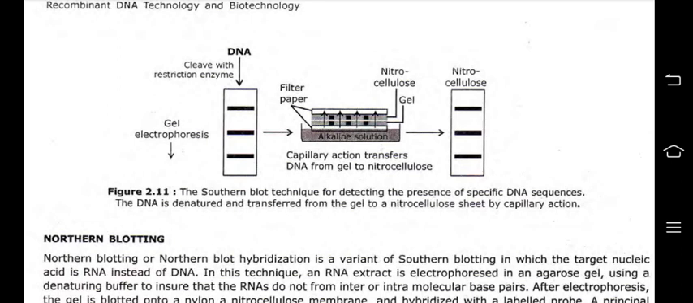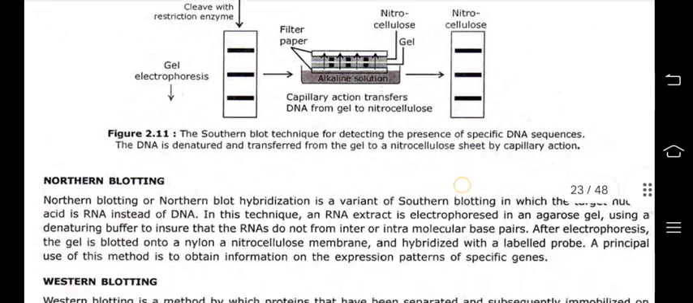Recombinant DNA technology and biotechnology. So DNA cleaved with the restriction enzyme, gel electrophoresis, filter paper, alkaline solution, nitrocellulose, gel, capillary action transfers DNA from gel to nitrocellulose. The Southern blot technique for detecting the presence of specific DNA sequences: the DNA is denatured and transferred from the gel to a nitrocellulose sheet by capillary action.